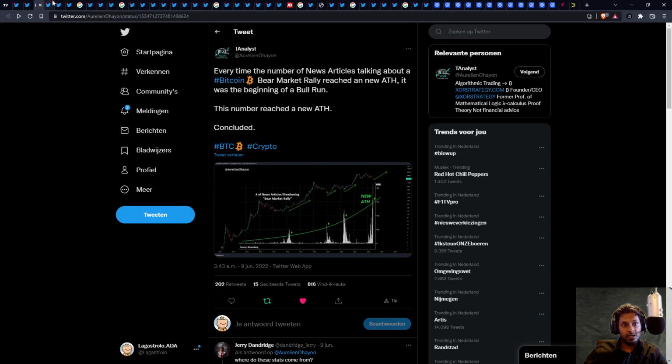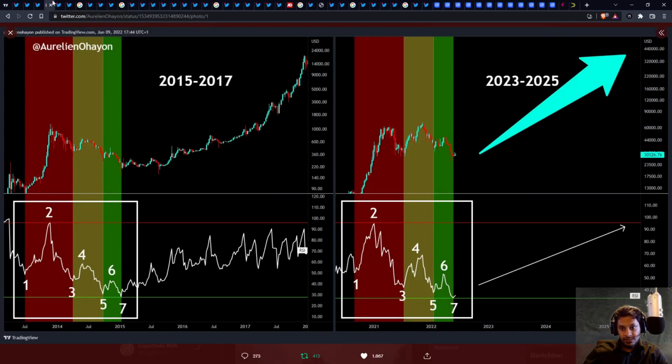So, okay, let's just continue. The bull run's going to last till 2025 before we reach the top. We have a lot of time to prepare and build a portfolio.